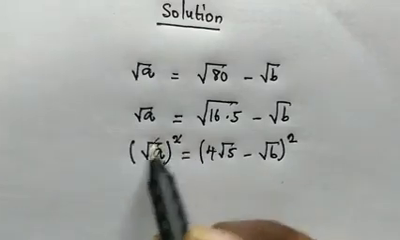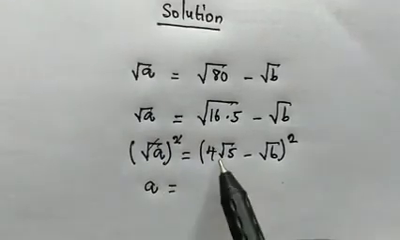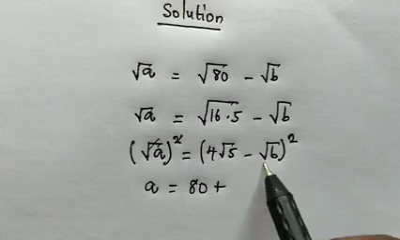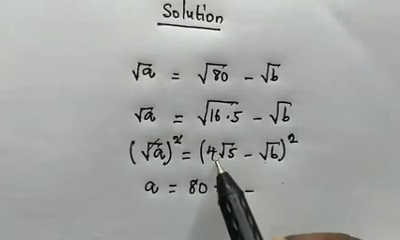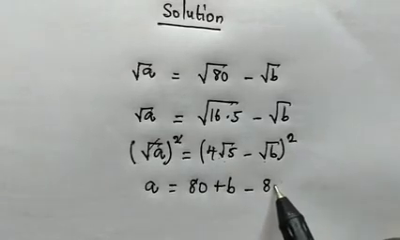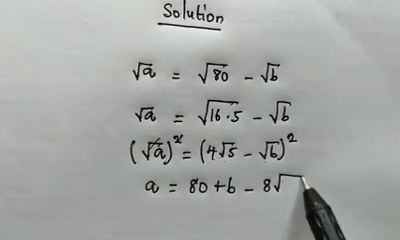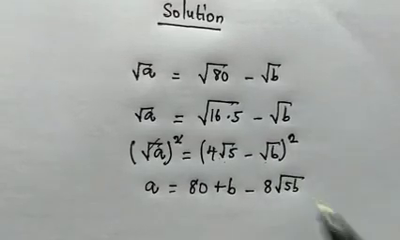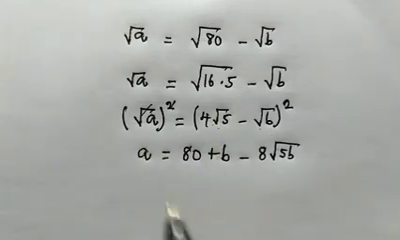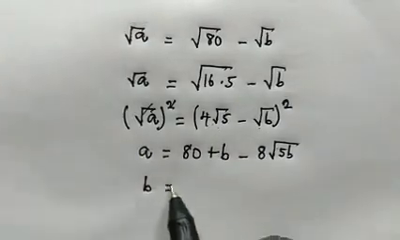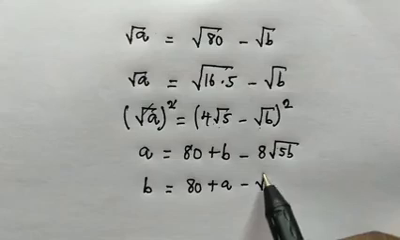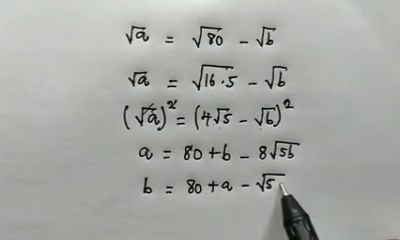So this square cancels the square root. We have a is equal to this one here squared, which will give us 80, plus this one here squared, which will give us b, minus 2 times this, that will give us 8 square root of 5b, right? So if you make b the subject as well, you will still have a corresponding equation as 80 plus a minus 8 times square root of 5a, right?